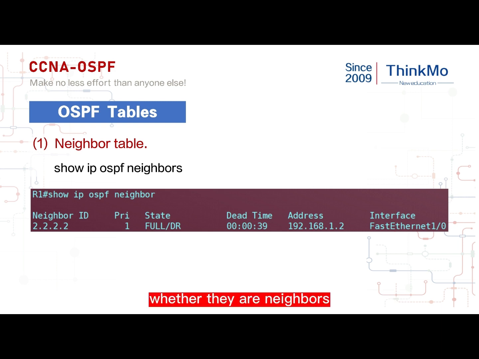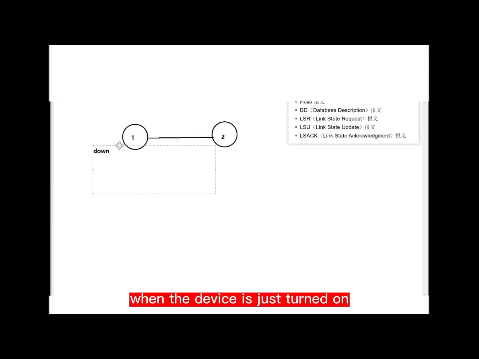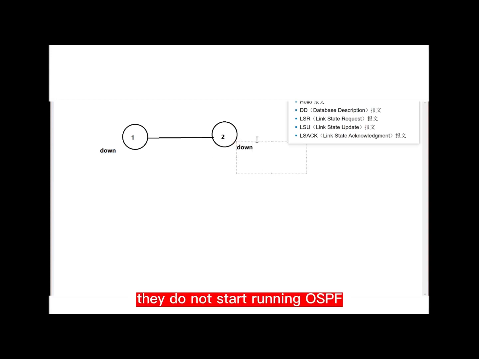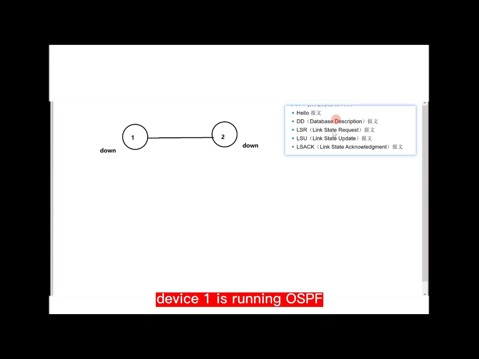Whether they are neighbors. There is no interaction when the device is just turned on. They do not start running OSPF. They are actually down. For now, device 1 is running OSPF. Then I configure an address for it here, 1.1.1.1. Device 2 is 1.1.1.2.